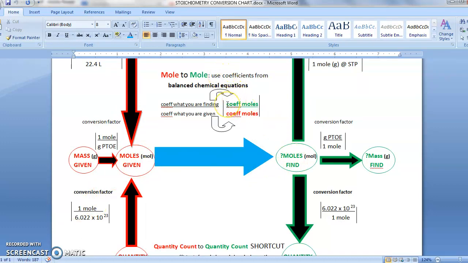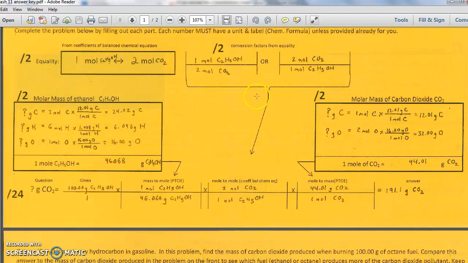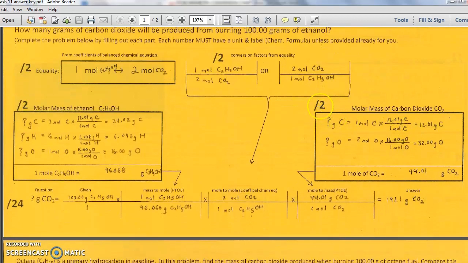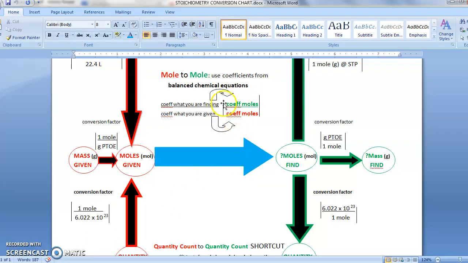I need the balanced chemical equation. So I put the coefficient in front of the moles of the one I'm trying to find on top. Whatever you're finding goes on top. The coefficient in front of the moles of the C2H5OH in the chemical equation will go on the bottom. So I go up to my chemical equation. It's 1 mole of C2H5OH for every 2 moles of CO2, 1 to 2. I can express that 2 ways. I can put the 1 mole of C2H5OH on top, 2 moles of CO2 on the bottom, or I can put the 2 moles of CO2 on top and the 1 mole of C2H5OH on the bottom. This is the one I'm going to pick, the one with the one I'm trying to find on top. 2 moles of CO2 per 1 mole of C2H5OH, just as this tells me right here. What I'm trying to find is on top, what I'm given is on the bottom.